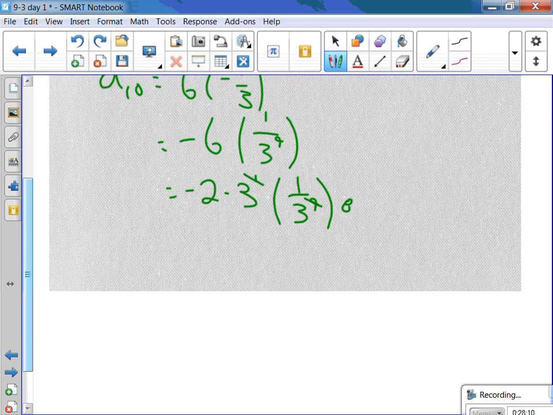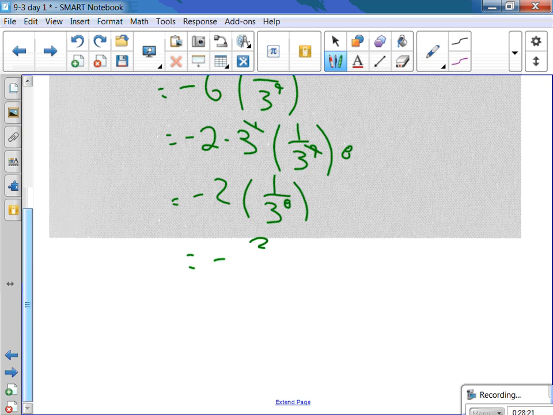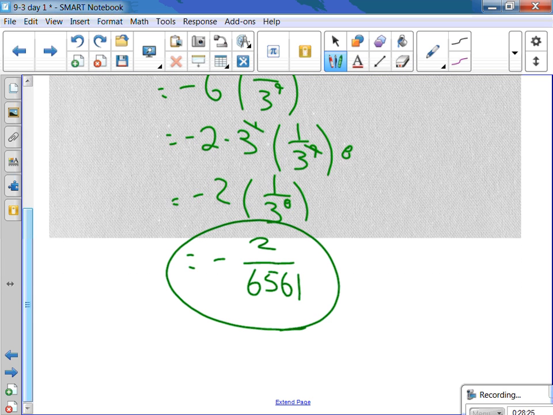Anybody do this one? Folks, don't expect me to have something like this on the test. I'm not going to test you if you can do 3 to the 8th power, but this is the same type of how you want to solve this one. So here we come up with a negative 2 over 6,561. Questions there? And that means, Alejandro, the next problem is all yours.